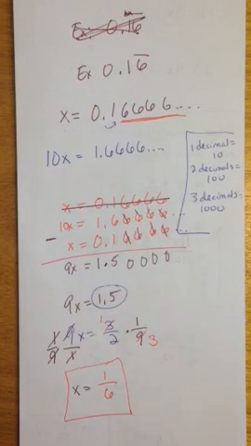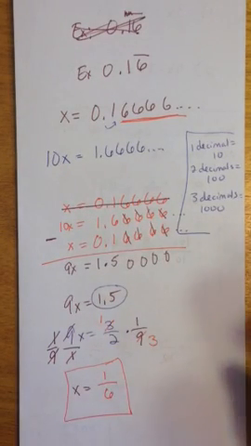Okay, so that's how you turn a repeating decimal into a fraction. Before we learned how to turn a regular decimal into a fraction. But this is how you do a repeating decimal.